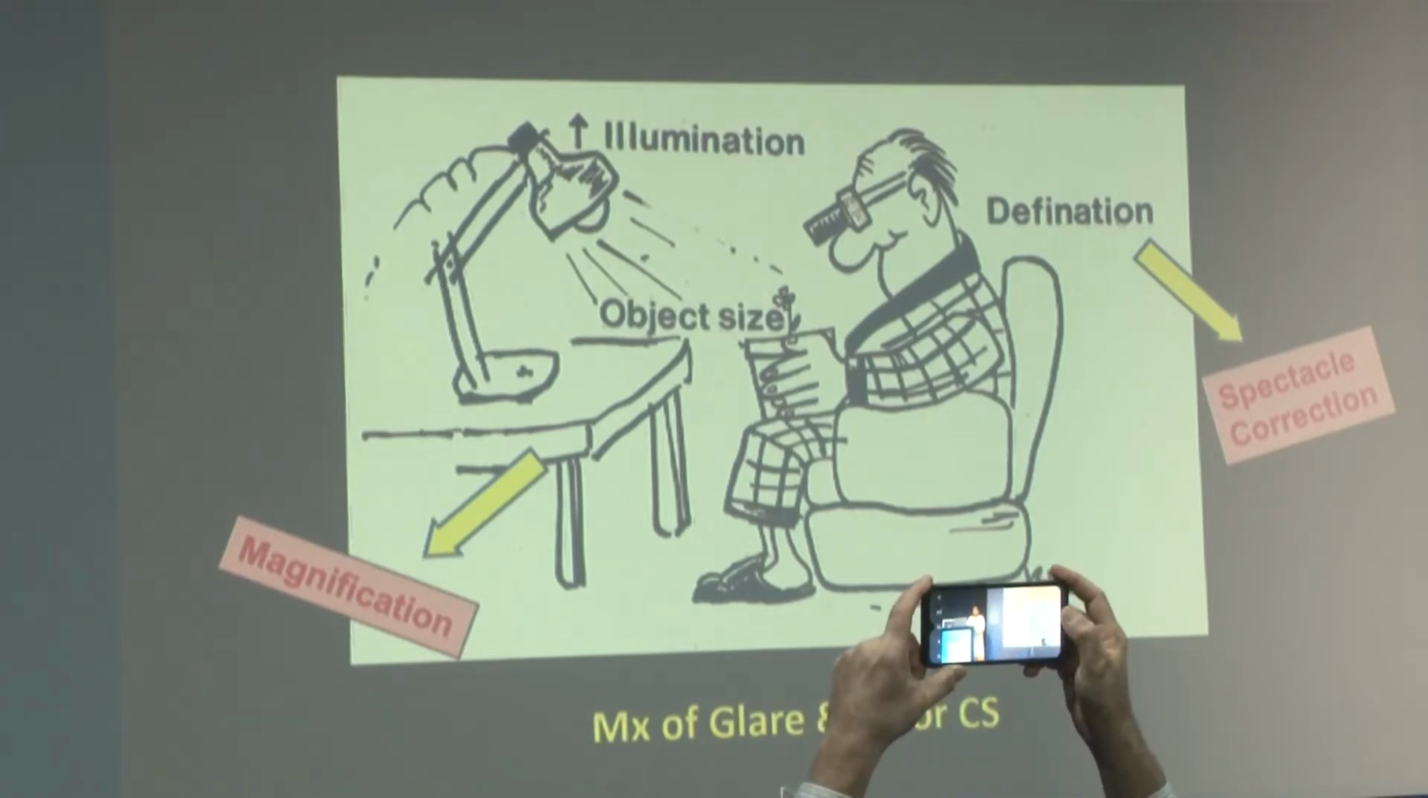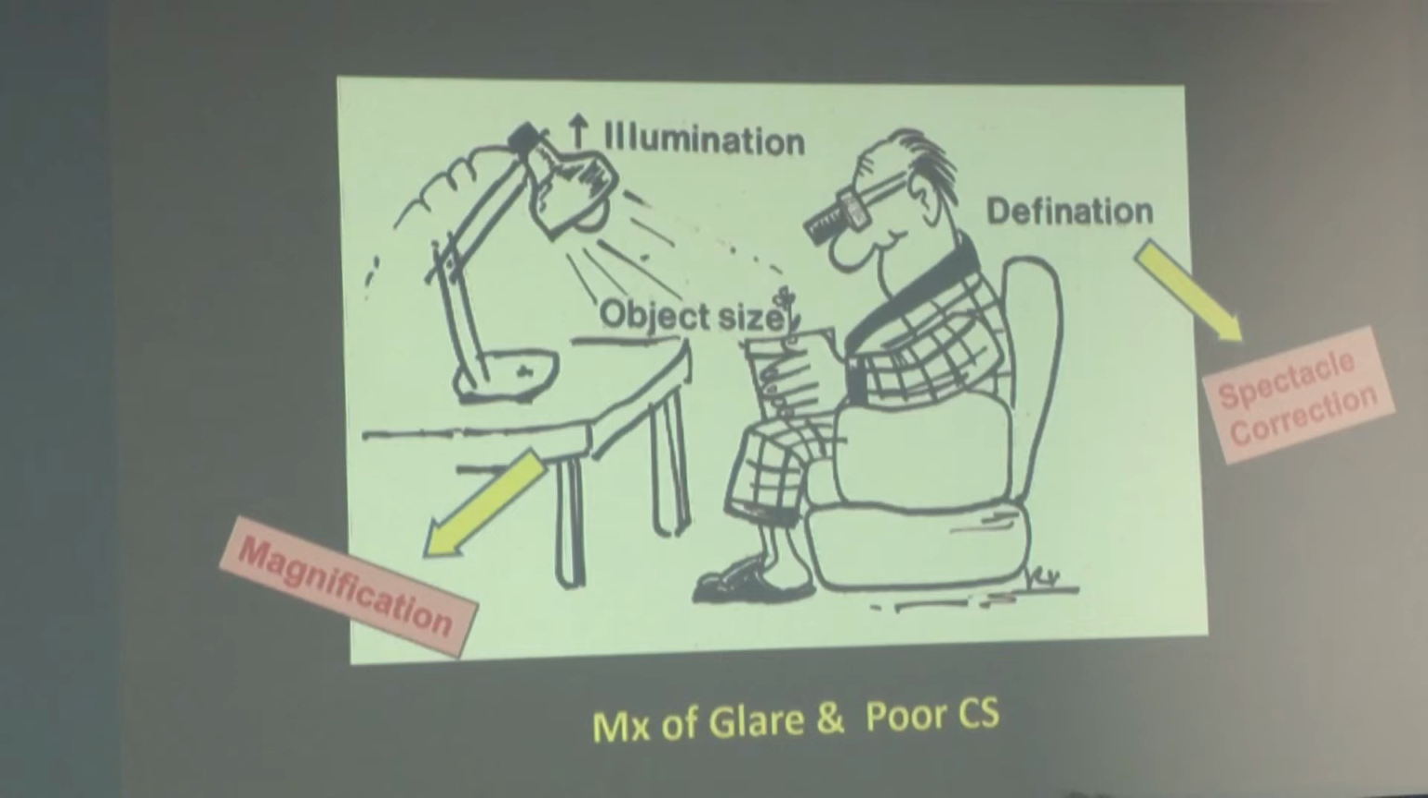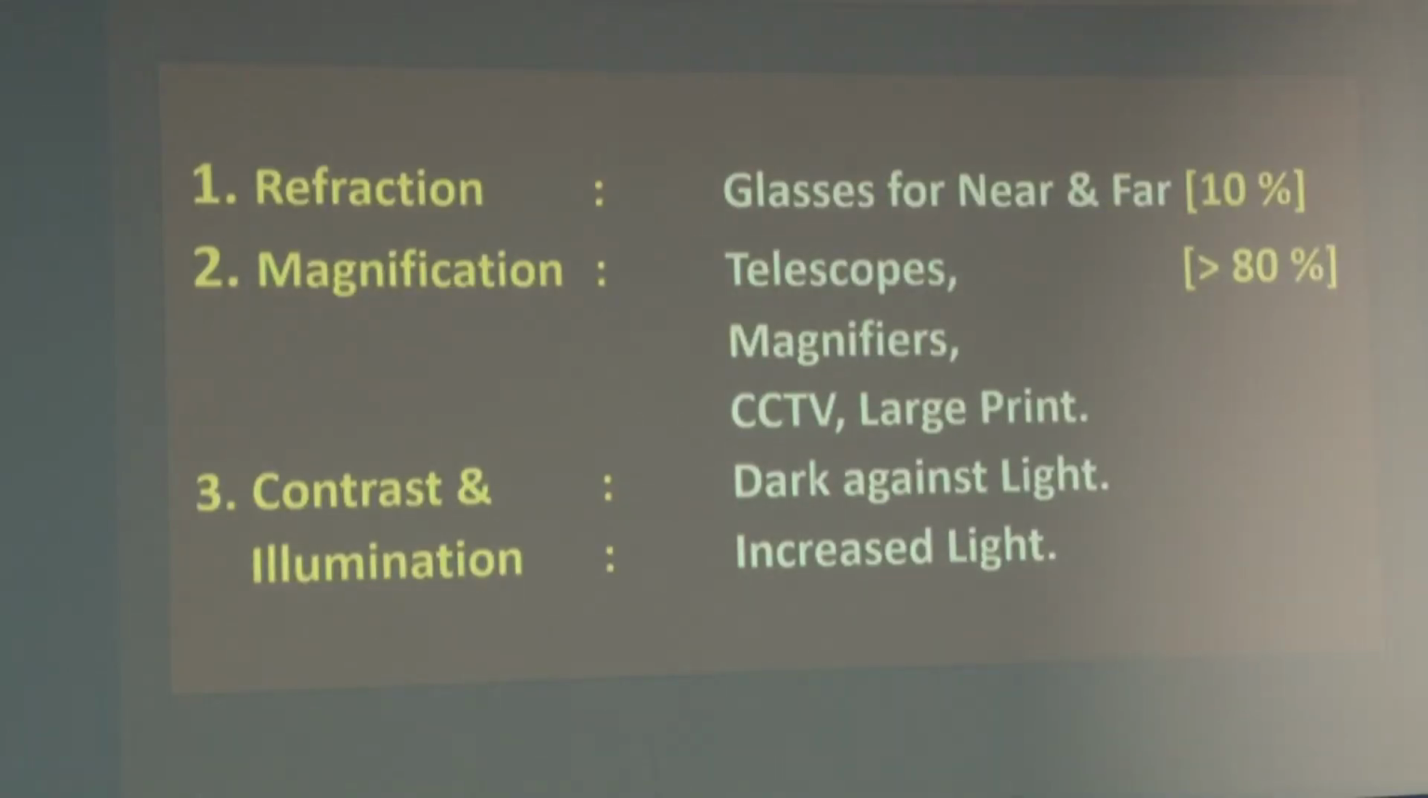I'll be discussing these a bit later in the presentation. The fourth thing, which is also important as a part of illumination, is considering the management of glare as well as enhancing contrast sensitivity. So we correct refraction by using glasses for distance and near, and like I said, it corrects 10% of the cases. For magnification, we basically use telescopes and magnifiers, CCTV cameras, and large print software devices.